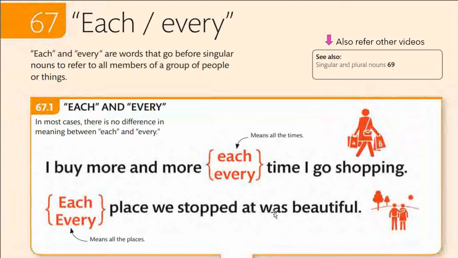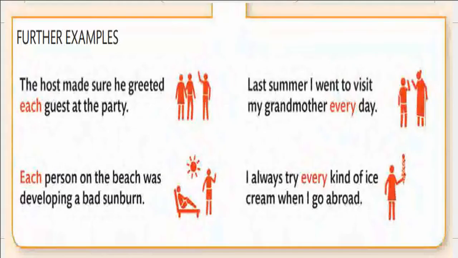Each place we stopped at was beautiful. Every place we stopped at was beautiful. Now that means every place where we stopped was beautiful. Now over here we have no such rule. It can be used interchangeably, and the examples are based on the same rule, that is used interchangeably. We'll try changing to see whether it makes sense or not.